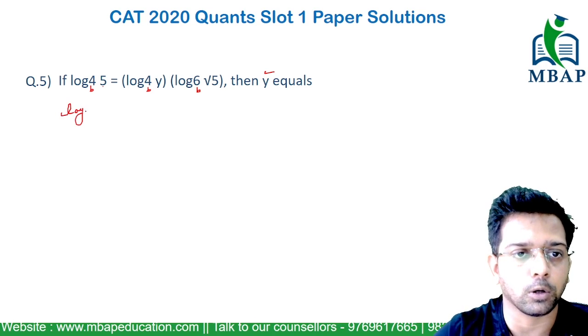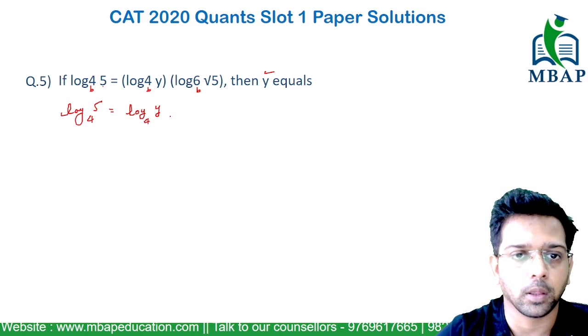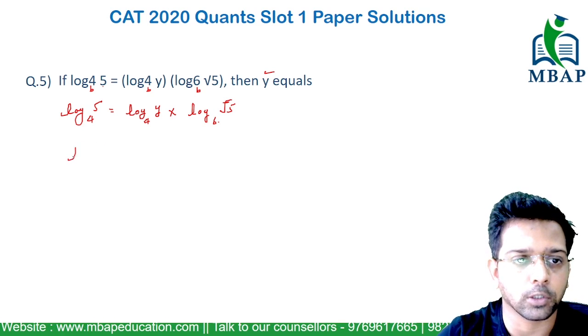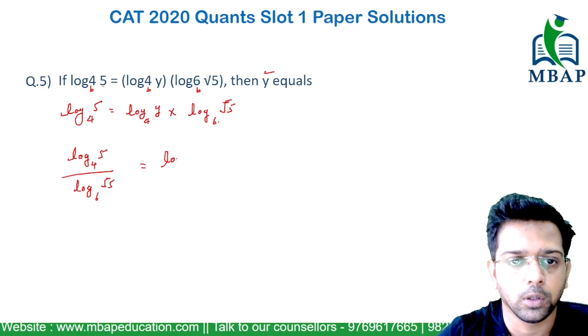Okay. So possibly let me rewrite the whole question. This basically is log of 5 to base 4 is equal to log of y to base 4 multiplied by log of root 5 to base 6. Let's take log of root 5 to base 6 on the left hand side. So this will become log of 5 to the base 4 divided by log of root 5 to the base 6 will be equal to log of y to base 4.